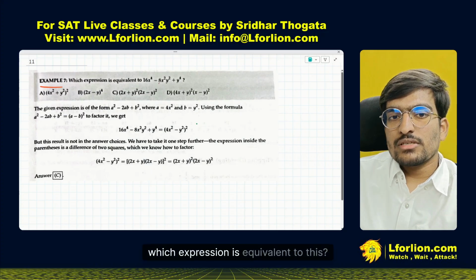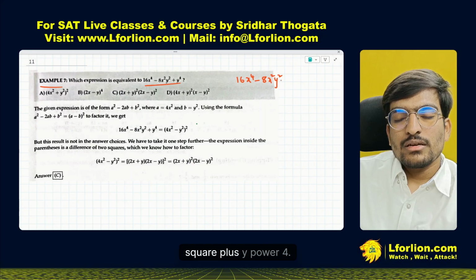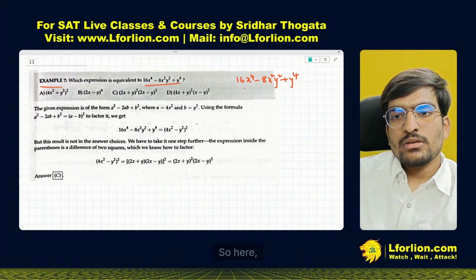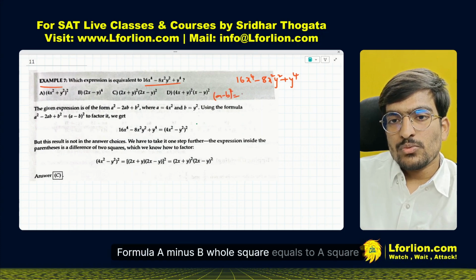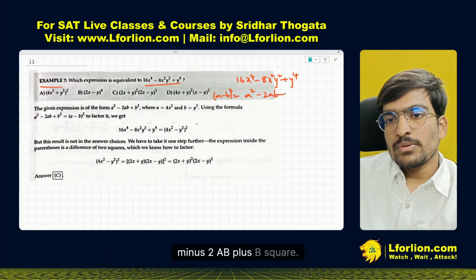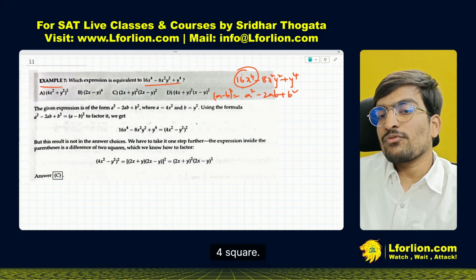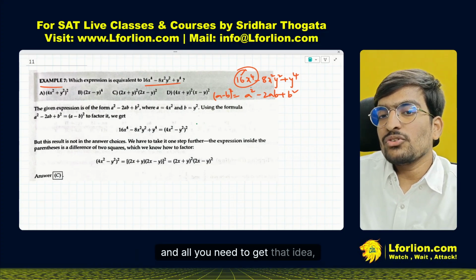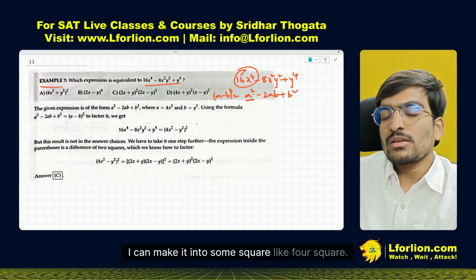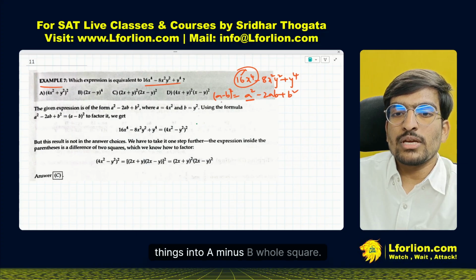Example 7: which expression is equivalent to this? They gave 16x power 4 minus 8x square y square plus y power 4. So here it is in the format of the (a minus b) whole square formula: (a minus b) whole square equals a square minus 2ab plus b square. You see, 16 can be turned into a square, like 4 square is 16. Whenever you see numbers like 16, 9 and so on, you need to get that idea, okay, I can make it into some square like 4 square. This kind of idea will allow you to turn things into (a minus b) whole square.